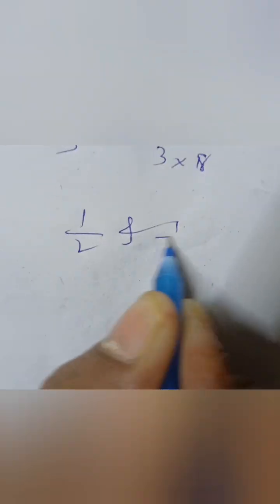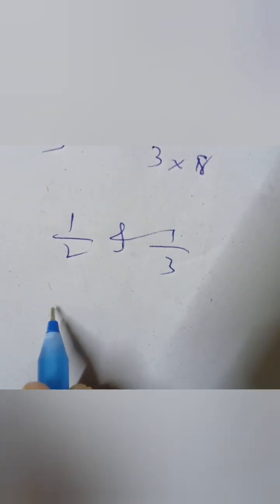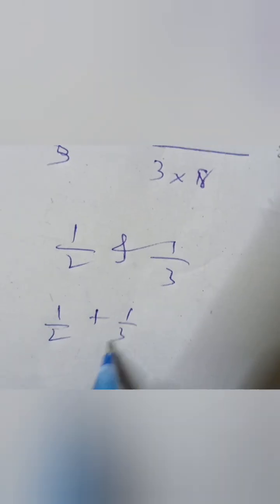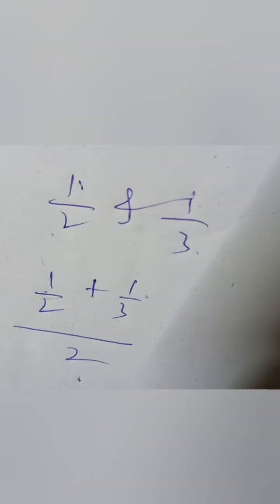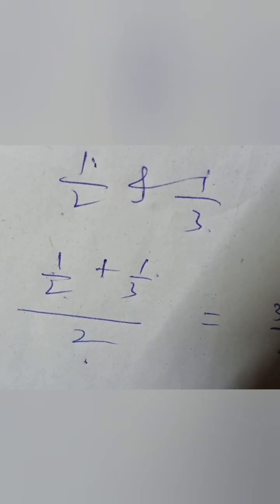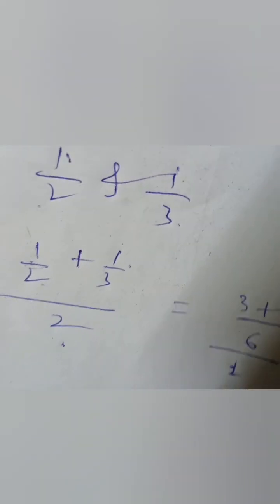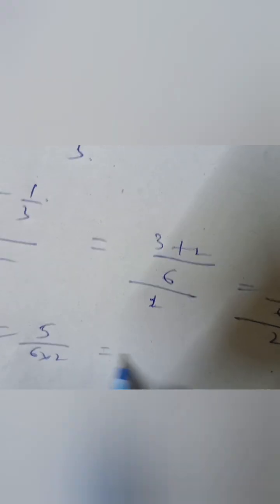And there are other methods also. Suppose 1 by 2 and 1 by 3, we want rational numbers in between. We can do by mean method. 1 by 2 plus 1 by 3 by 2. Suppose 1 by 2 is A and 1 by 3 is B. A plus B by 2. We can find LCM here. 3 plus 2 will be getting by 2. So 5 by 6 by 2, 5 by 6 into 2, 5 by 12. I will be getting one answer.